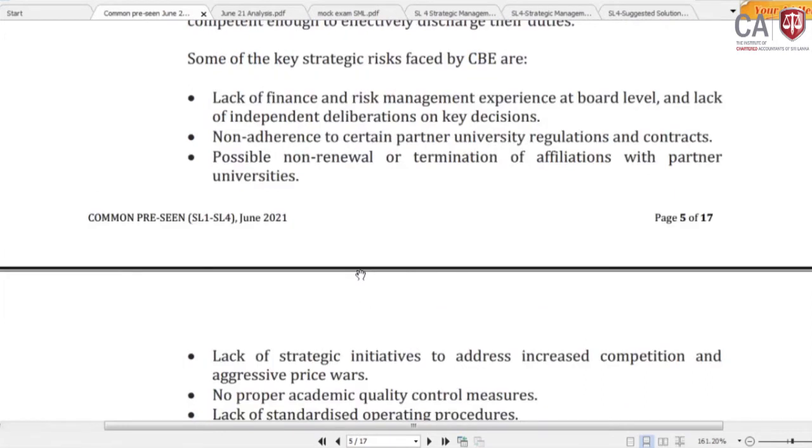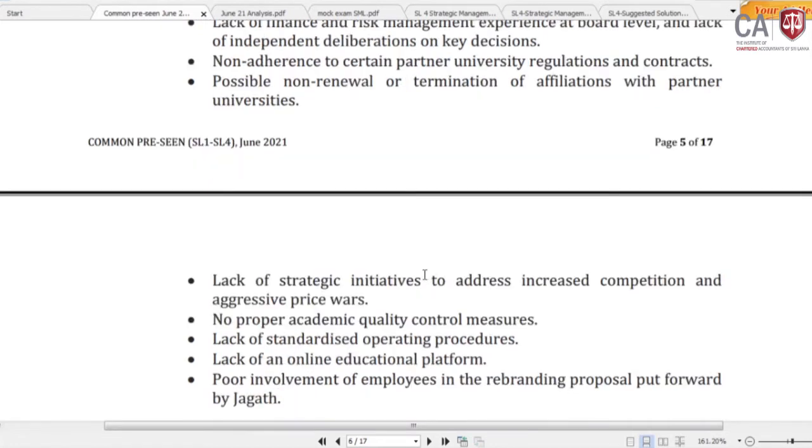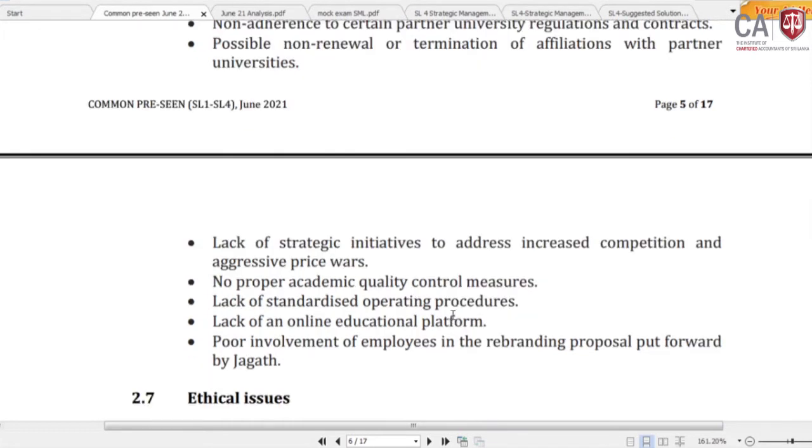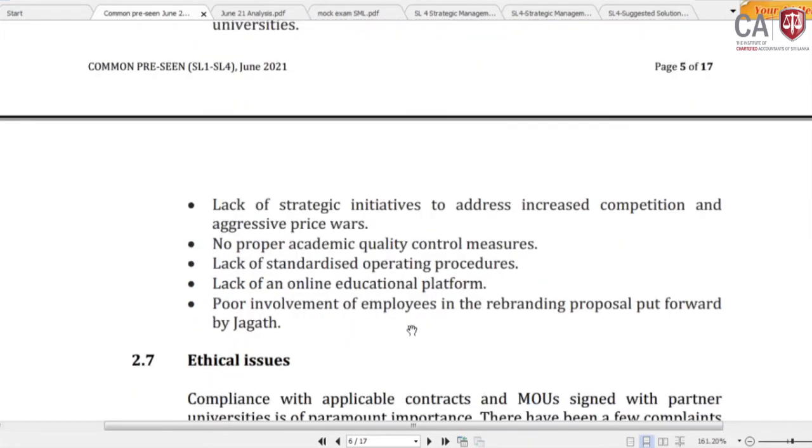There are some key risks faced by CBE. What are the risks? Lack of finance and risk management experience at board level and lack of independent deliberation on key decisions. Non-adherence to certain partner university regulations and contracts, possible non-renewal or termination of affiliation with partner universities, lack of strategic initiative to address increased competition and aggressive price wars, no proper academic quality control measures, lack of standardized operating procedures, lack of an online educational platform, poor involvement of employees in the rebranding proposal put forward by Jagat.